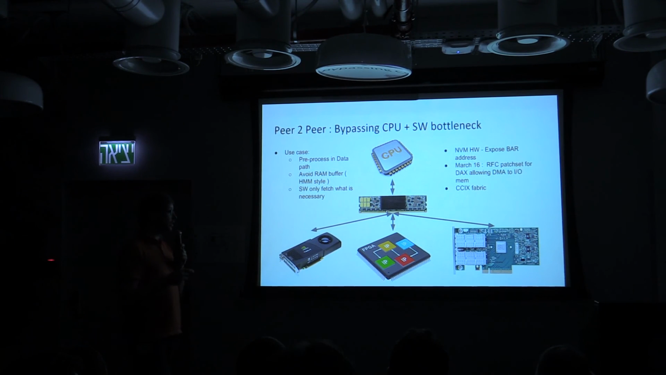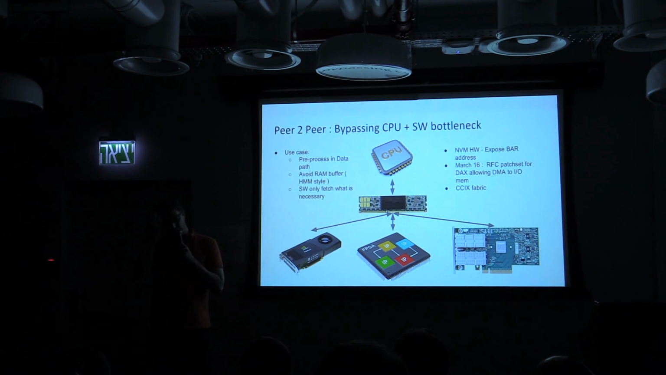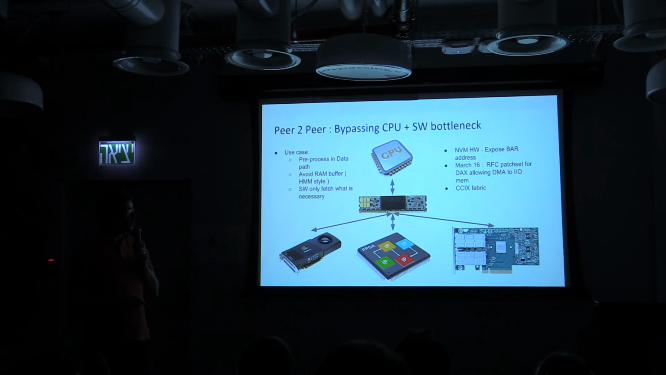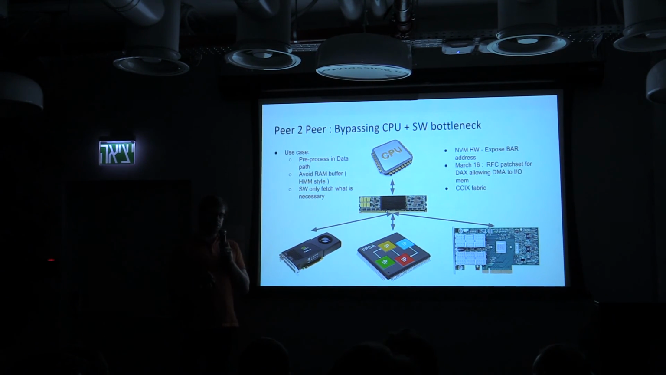And there is a lot of work that starts to happen on that front. The new hardware that is going to come next year or the year after will be able to actually expose BAR addresses directly. That means PCIe to PCIe access will be enabled with NVMe. There is the RFC patch for the DAX for DMA IO. And here's the last bit. It was released last week, I think. It's the CCIX fabric, which is a collaboration between ARM, AMD, Mellanox, and I think some other guys, Xilinx. It's a fabric specifically dedicated to in-data-path processing.